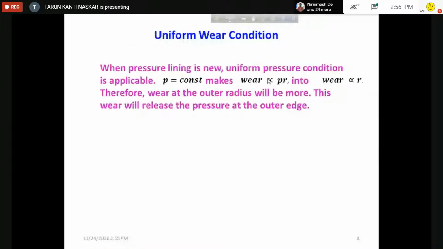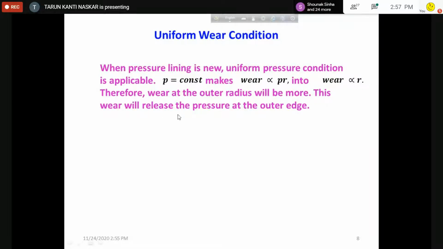when the pressure lining is new, as I have just discussed, the uniform pressure condition is applicable. So P is constant. P is constant makes wear proportional to PR, and wear proportional to R, because P is constant. Therefore, wear at the outer radius will be more.